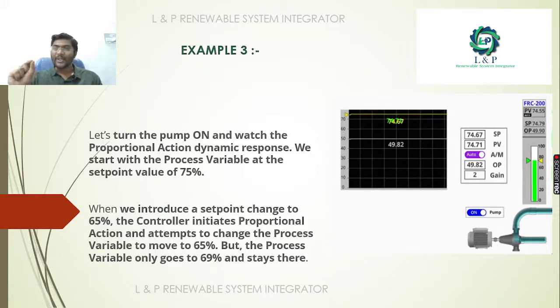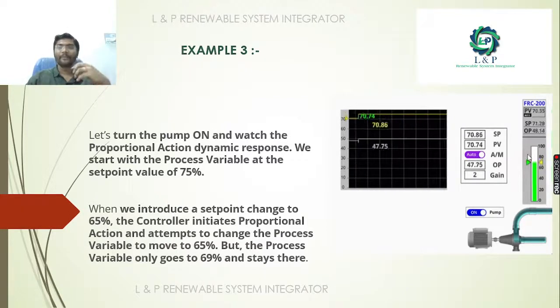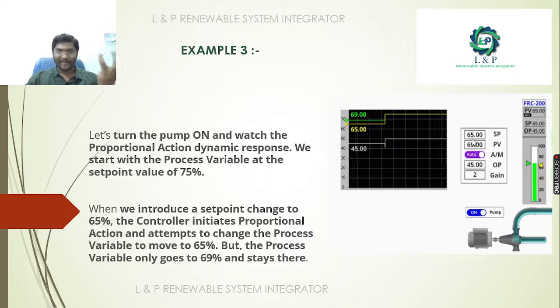What is the gain that we are having? Our gain value is 2. So 10 into 2 will be 20. So what is the output that we are getting? As we know earlier, maximum up to 69% only the output will go. This is how normal PID will work. It will control the output based on the set point and the gain values.